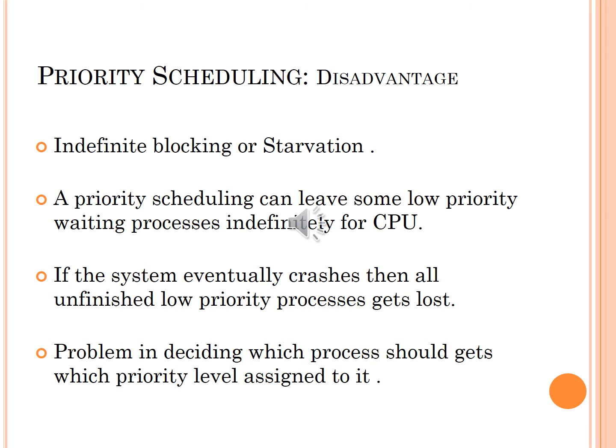If the system eventually crashes, then all unfinished low priority processes get lost. Another problem is in deciding which process should get which priority level assigned to it. It's a problem in itself to prioritize which process would be first, which process would be second and third, and so on.